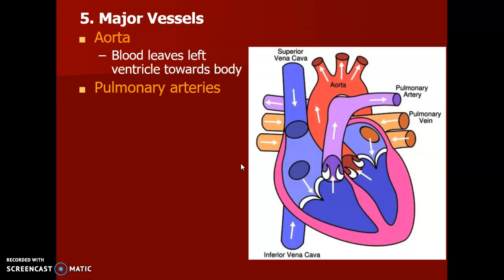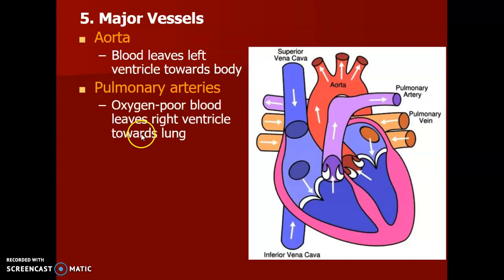Pulmonary arteries. Pulmonary arteries right here. It's one artery, but then it splits into two pieces. Pulmonary artery to one lung, pulmonary artery to the other. Oxygen poor blood leaves the right ventricle heading to the lungs. And it's oxygen poor on this right side. It's heading to the lungs because in the lungs is where it's going to get oxygen.